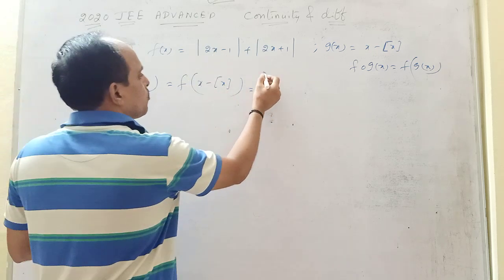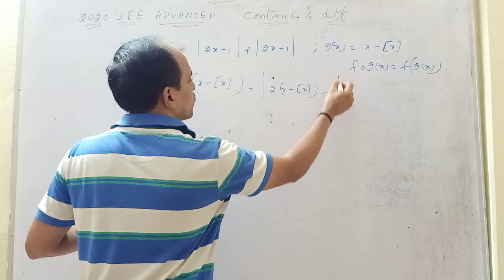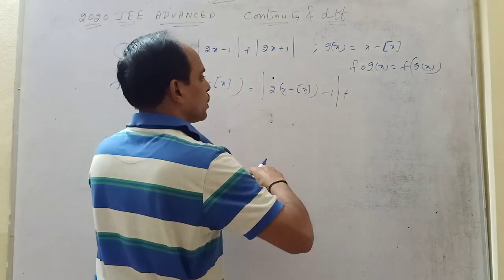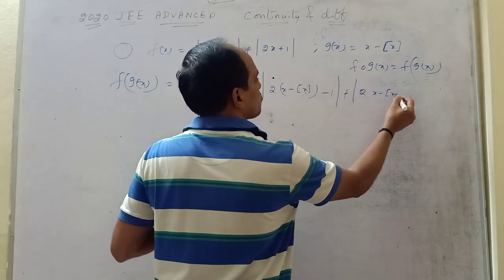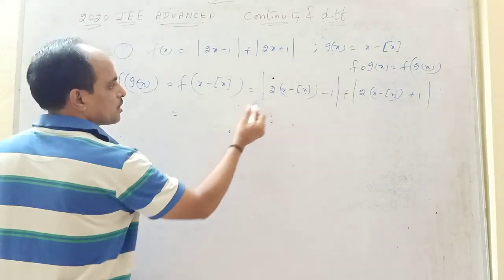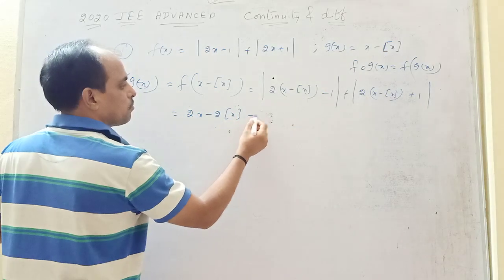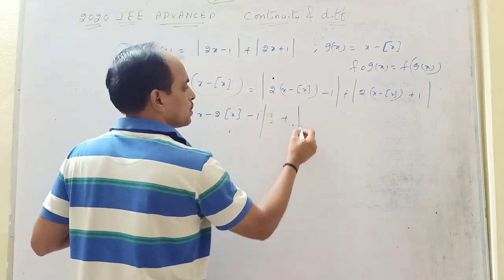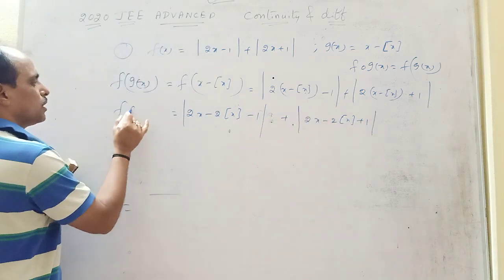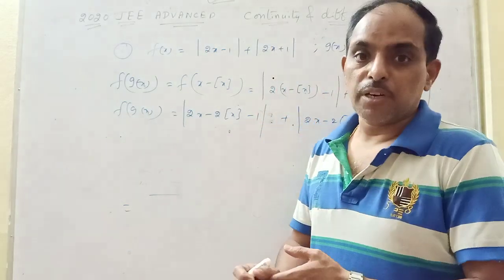Now f of x minus step x: just replace here, modulus of 2 of x minus step x minus 1, plus modulus of 2 of x minus step x plus 1. Now this is nothing but modulus of 2x minus 2 step x minus 1, plus modulus of 2x minus 2 step x plus 1. So this will be f of g of x. It's a very simple question, but we have to do it carefully.